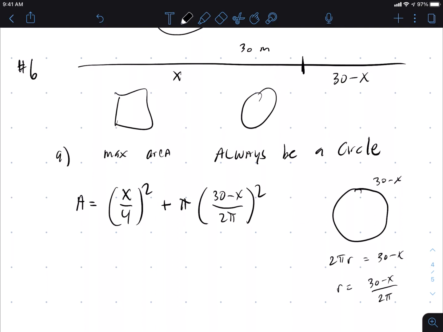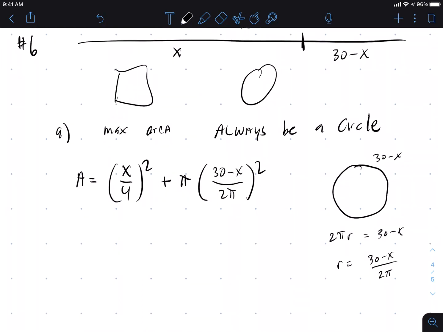Okay? And so, trying to make my math look clean and pretty, I'm going to get pi times (30 minus x) squared over... actually, I'm going to do this. Get rid of the pi. I'm going to get that right there.